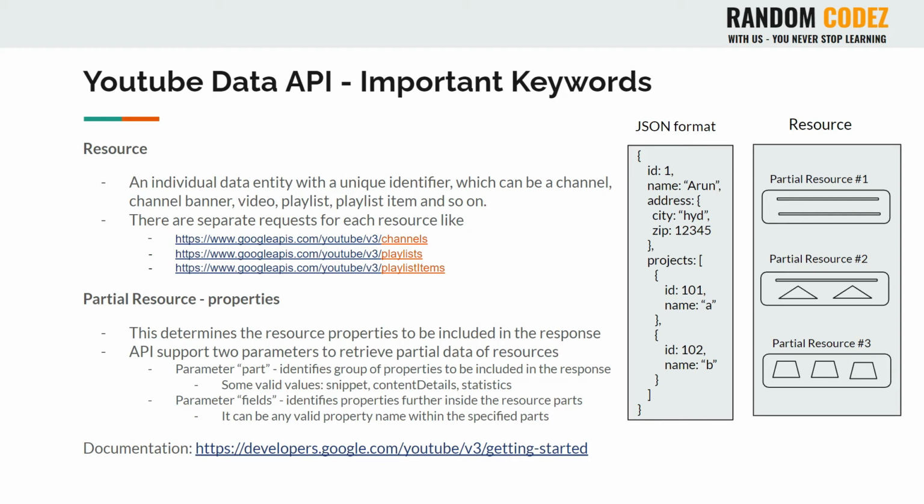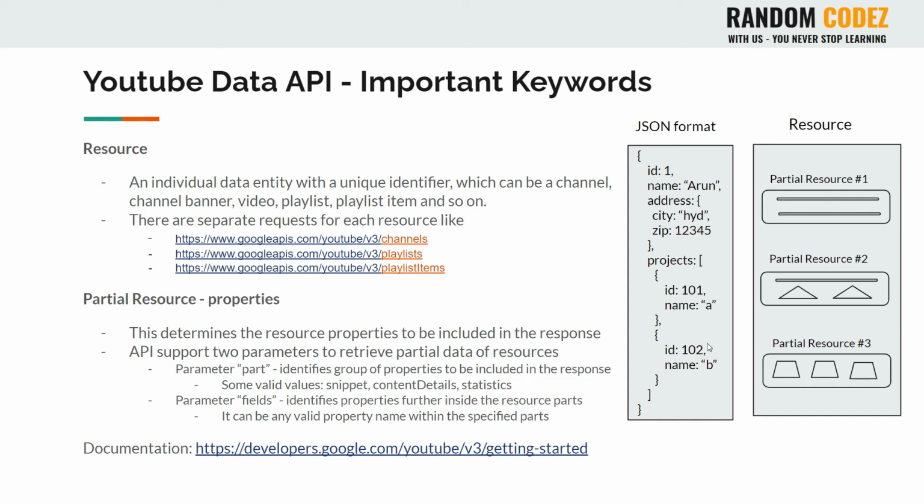So instead of getting all the data that is being exposed by YouTube, if you want to specifically extract the details through this API, we have to use these two parameters along with our request, so that we can extract the partial data of a particular resource. If we look at the picture that's mentioned here, we can clearly understand what a resource is and what a partial resource is. Resource is like an object which can consist of multiple partial resources.